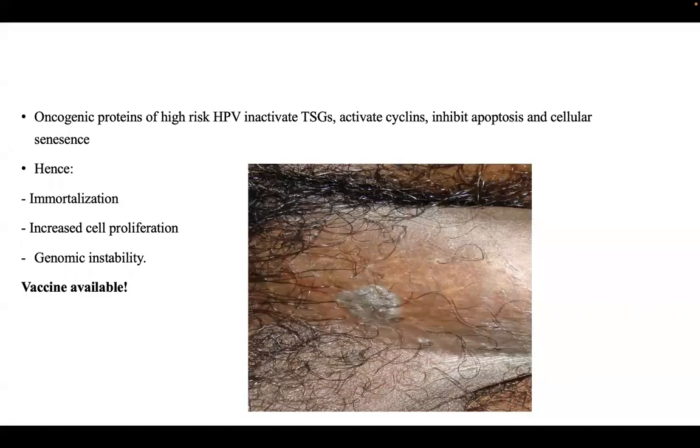So now these oncogenic proteins that I was talking about, E6 and E7, have the potential to inactivate the tumor suppressor genes. They can activate the cyclins. Cyclins are proteins that are pro cell growth and pro cell division, so they increase cell growth and cell division. And these oncogenic proteins, E6 and E7, will inhibit apoptosis and cellular senescence. So they are inactivating the tumor suppressor genes, but activating those processes that increase cell division and cell growth. So the result is immortalization of cells that continuously divide and don't die. Then there is increased cell proliferation and genomic instability because of the integration.